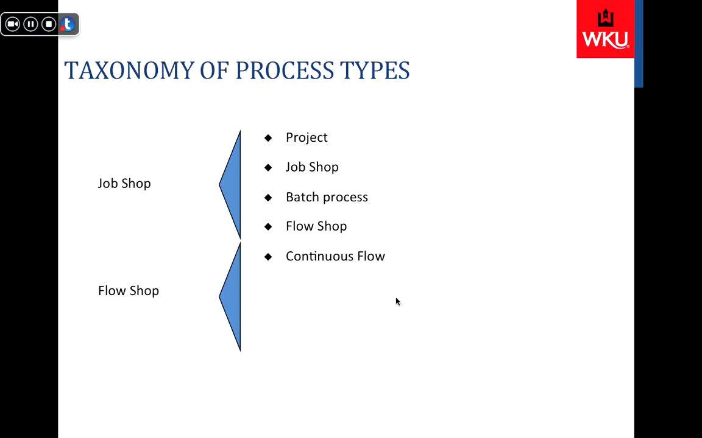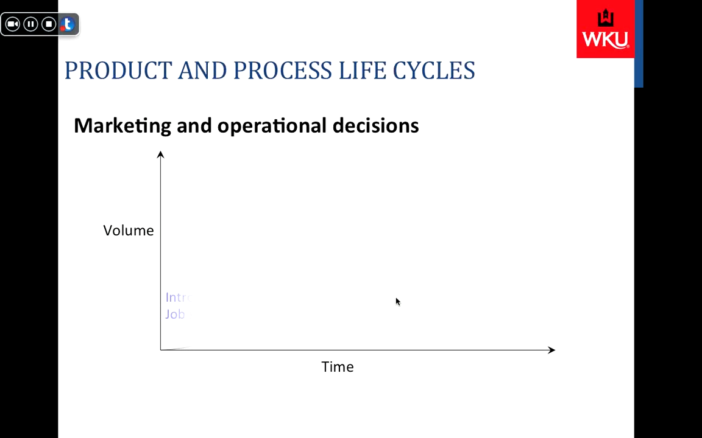And if we look at the different process types, from project, job shop, batch processes, and continuous flow, continuous flow is the fastest one, and the project is going to be the most flexible. Then the variety is going to get higher when you go from continuous flow to project, but the volume is going to go down from continuous flow to project.